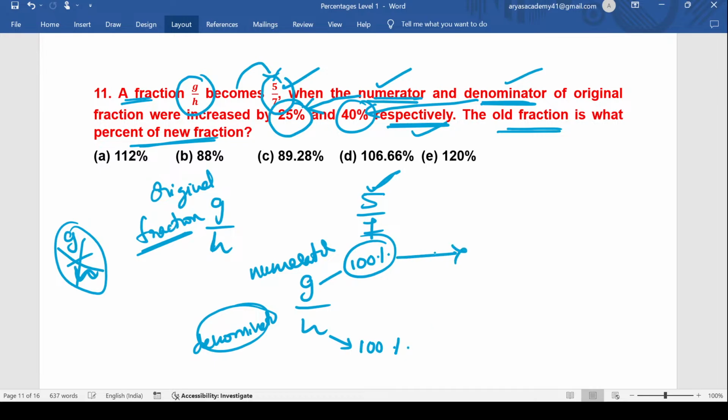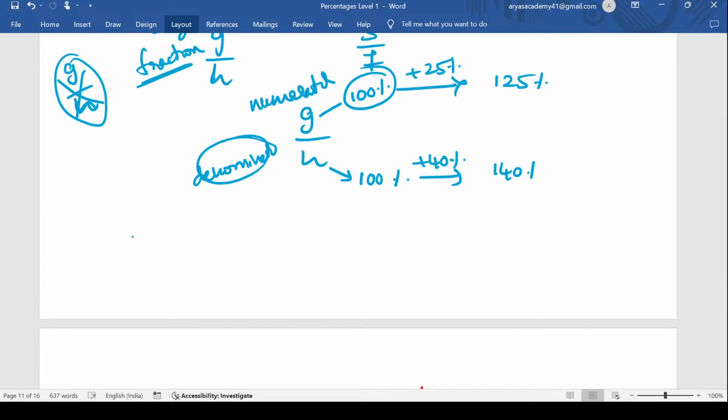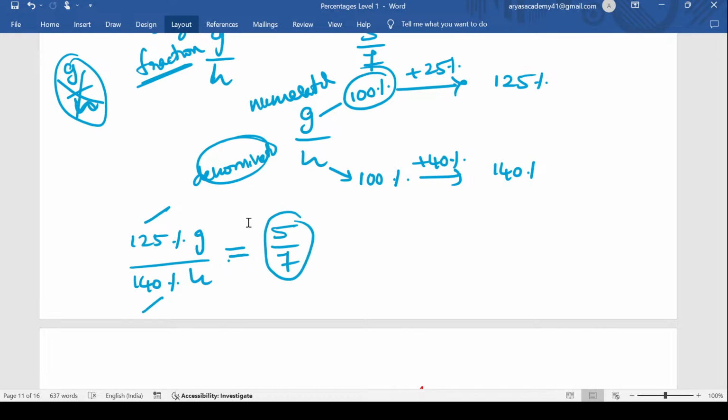Now, as per the statement, the numerator was increased by 25%. So the numerator becomes 125%. And the denominator was increased by 40%. So 100 plus 40 becomes 140%. So we came to know that 125% upon G and 140% upon H will give us a new fraction which is equal to 5 by 7. So after adding 25% and 40%, only then has this fraction come. Original value we don't know, so we are going to find it out. So cancel out the percentage, percentage gets cancelled.